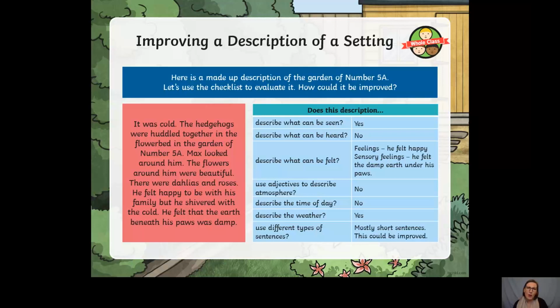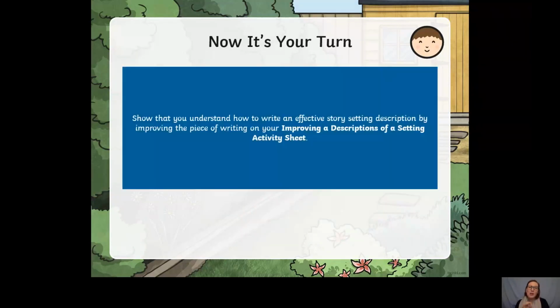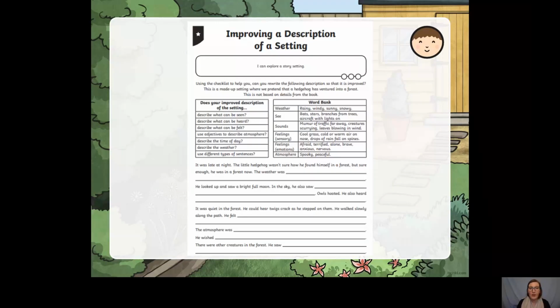When we're thinking about your writing, I want you to start thinking about different ways to start your sentences. It's really important to engage your reader as a writer to do that. Okay, now this is your turn to do your work. So I want you to start thinking about writing an effective story description. And you're going to start by improving a piece of writing. Now you've got your activity sheet and on there there's a piece of writing and I'm going to show your activity now. Okay, here we go.